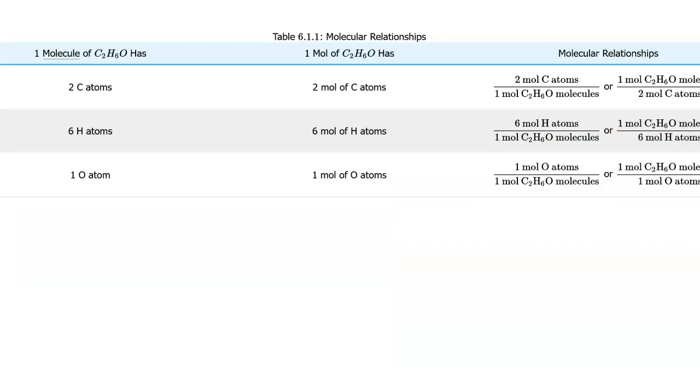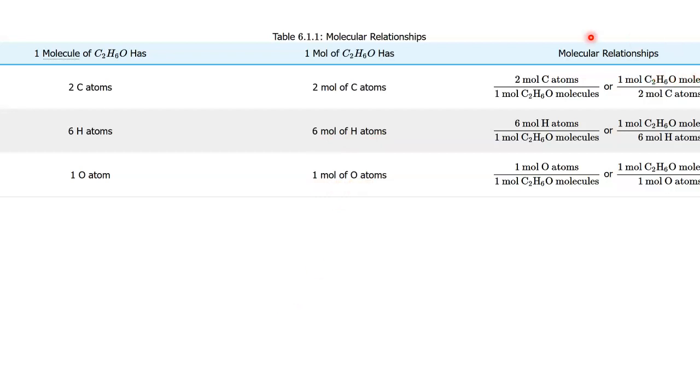So let's look at some molecular relationships and think about how many moles of each are in these compounds. So we're going to start off with C2H6O. So this is ethanol. And if you look at ethanol, you see that one molecule of C2H6O has 2 carbon atoms, 6 hydrogen atoms, and 1 oxygen atom. And if you have a mole, you would have 2 moles of carbon atoms, 6 moles of H atoms, and 1 mole of O atoms.